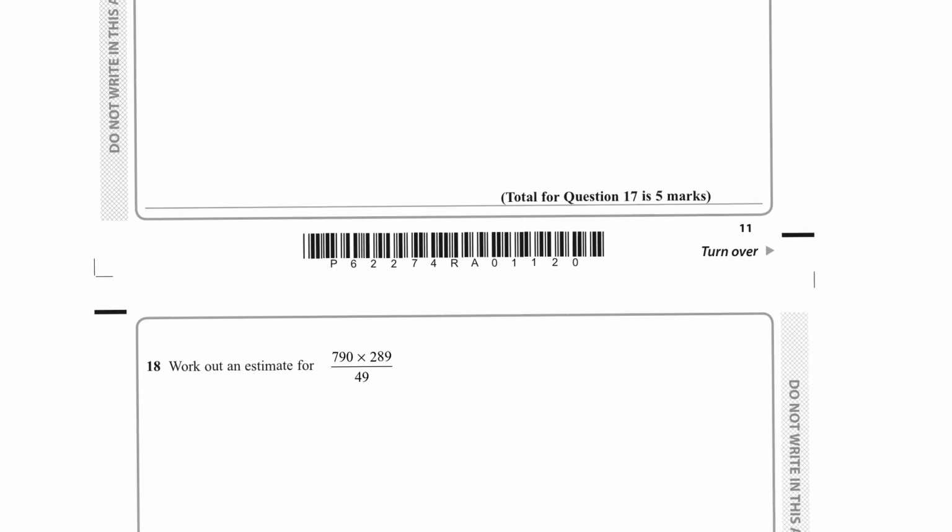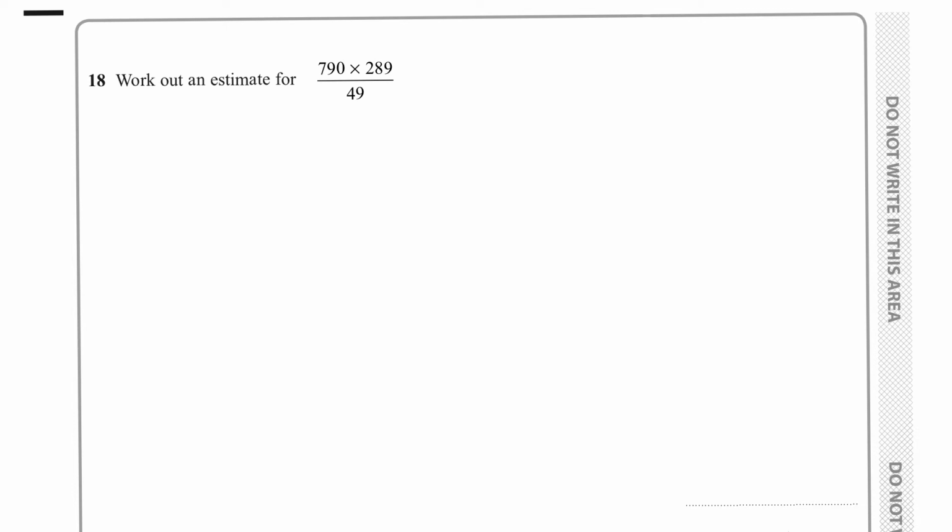All right, so next question: work out an estimate for 790 times 289 divided by 49. So first thing that we are going to do is round these numbers to nicer numbers. So 790 we can round up to 800, 289 we can round up to 300, and 49 we can round up to 50.